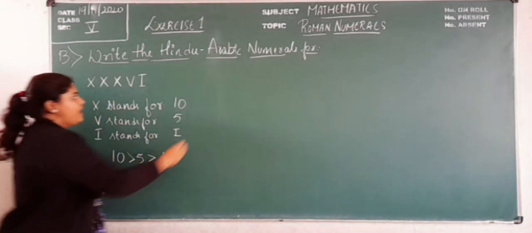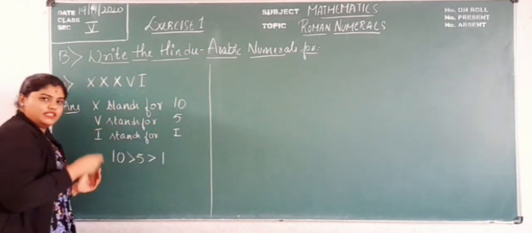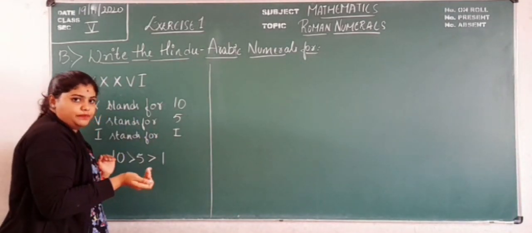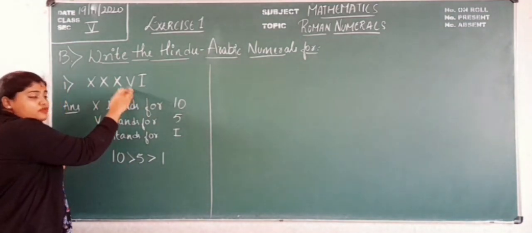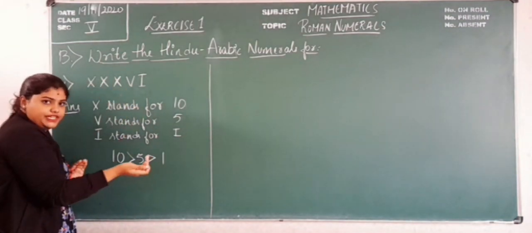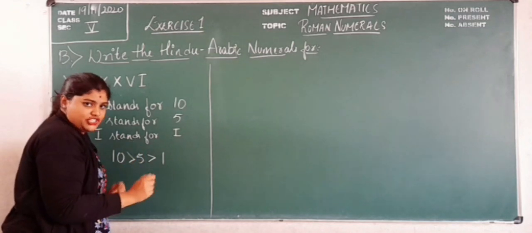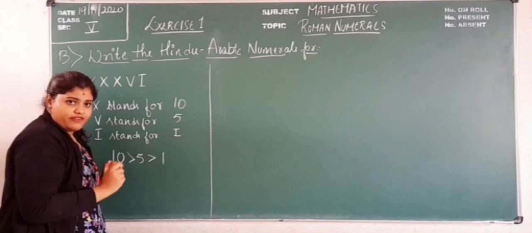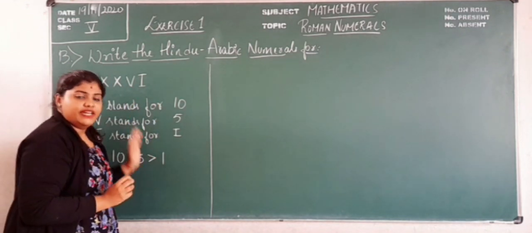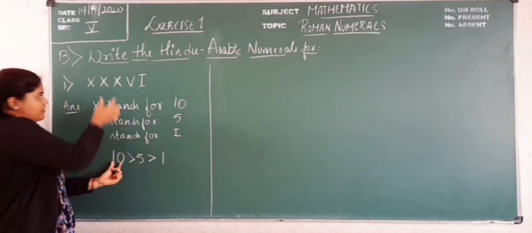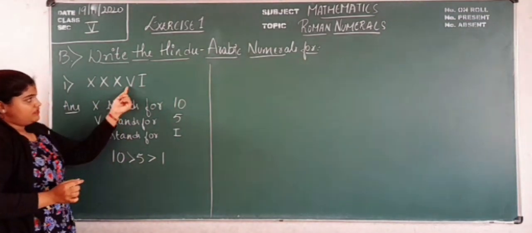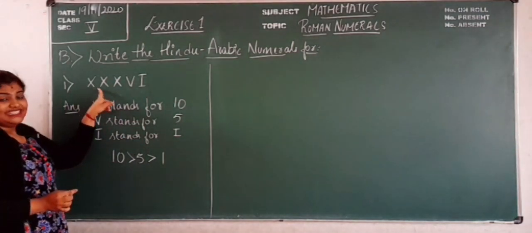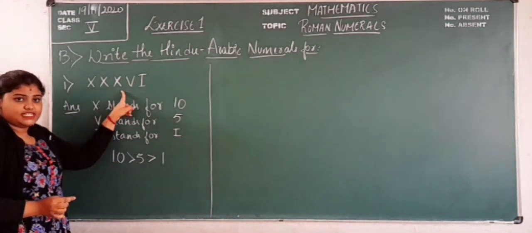We know this. And we also know the rule, that is when we write a symbol of a smaller value after a greater value, it means addition. So here the first number is 10. Next we have 5. Next we have I. So here they have given 3x. So 3x means it is 30.